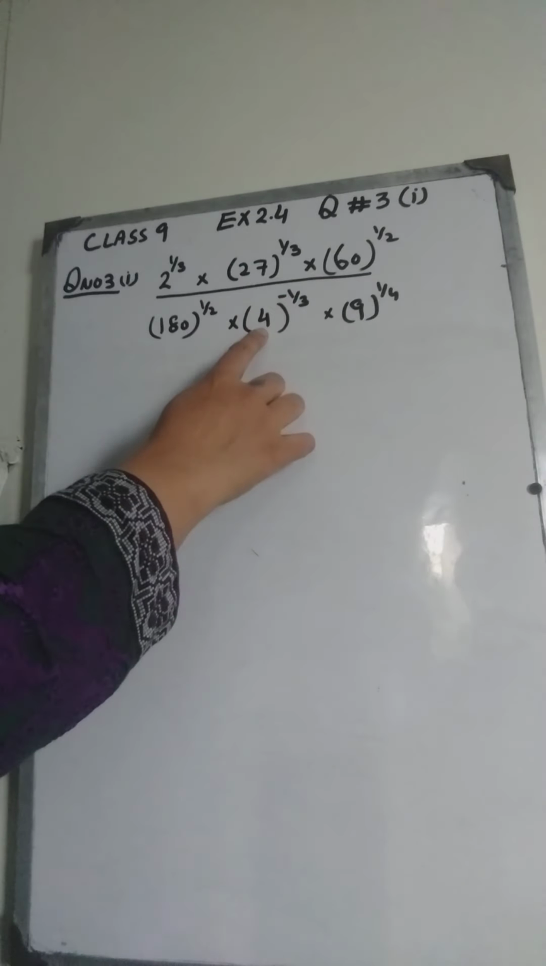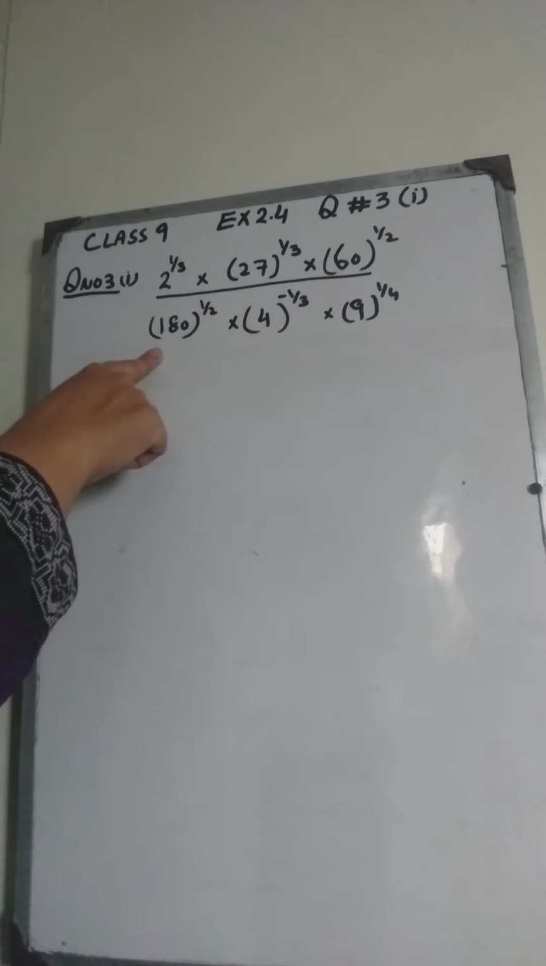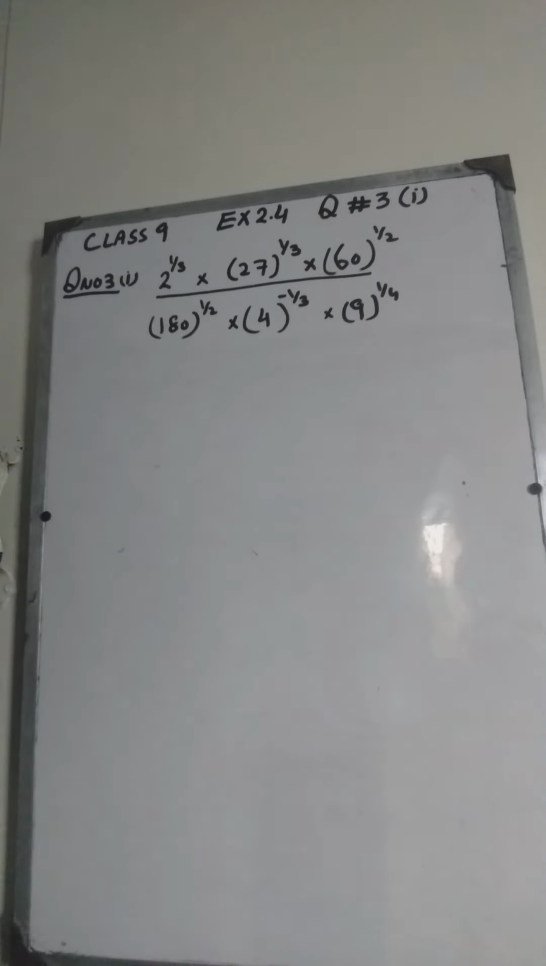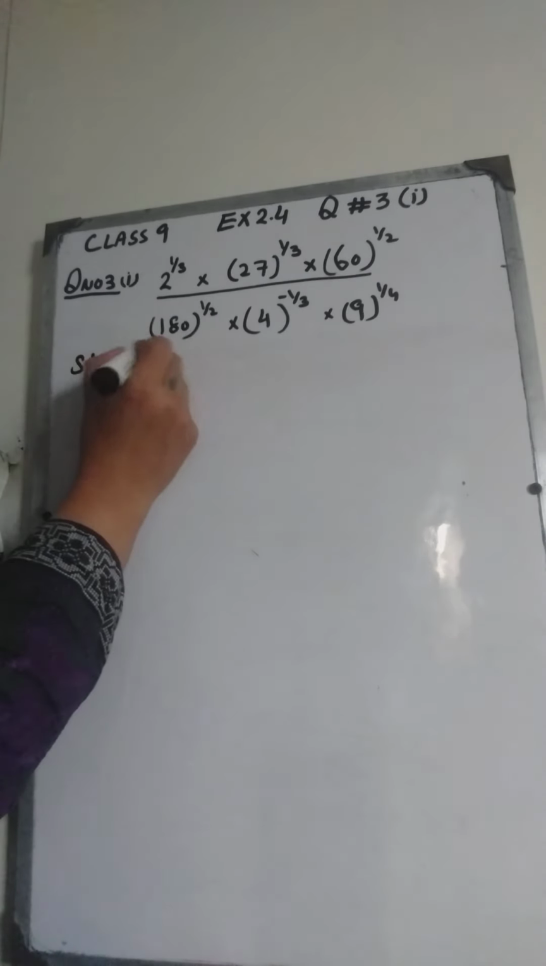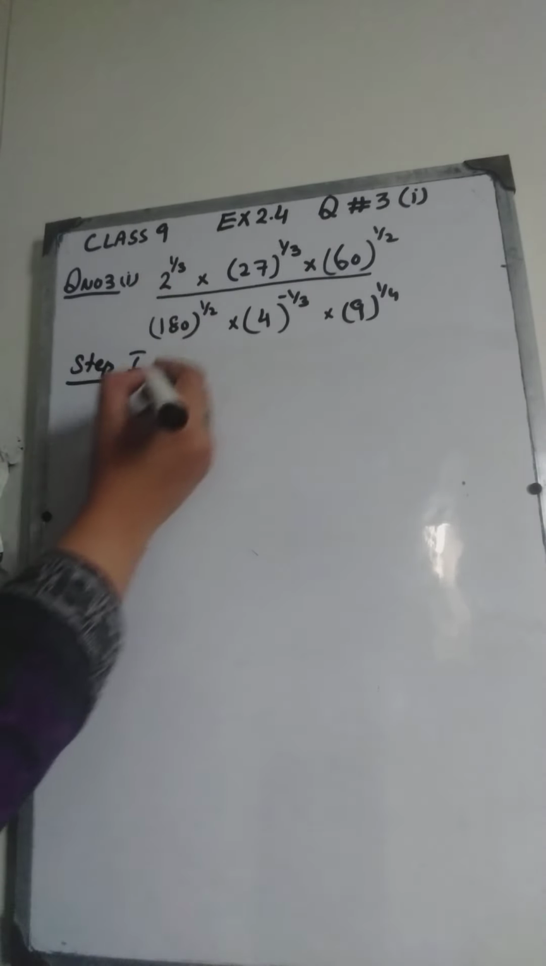These are the exponents. This is the base. So the numbers in the bases are to be broken into their prime factorization, and then we will be able to simplify these expressions. So step 1 is to break these numbers into its prime factors.